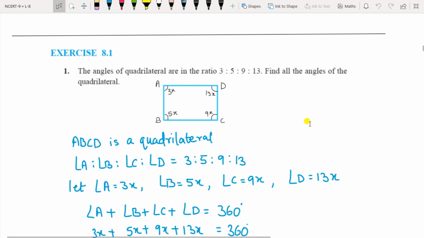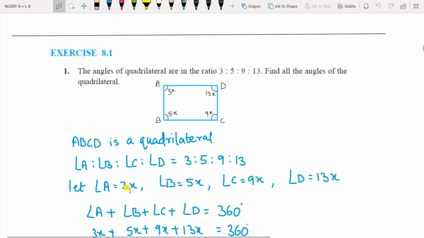This is your question number 1 here. The angles of a quadrilateral are in the ratio 3:5:9:13. Find all the angles of the quadrilateral. If the figure is not given, you have to draw the figure by yourself. So let this be the quadrilateral with ABCD as vertices, and then the ratio of these angles is given as 3:5:9:13. Whenever a ratio is given, you have to multiply it with a variable.